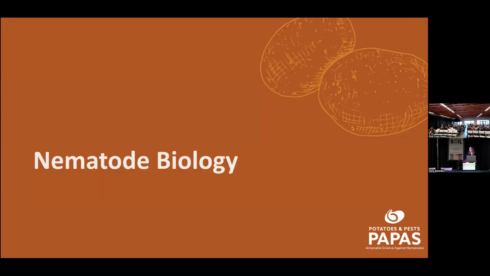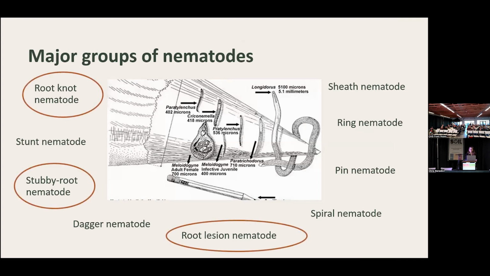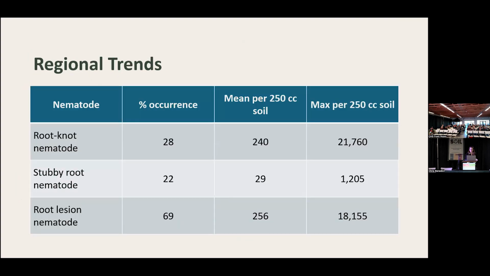Okay, so nematode biology. There's lots of major groups of nematodes that we're concerned about, depending on what crops you grow and your field history. But there's three major ones that we're concerned about with potato that I'm going to talk about, and that is the root knot nematode, stubby root nematode, and the root lesion nematode. So before I get into specifics about each one, I want to give some context for each of these groups based on what you might find in a typical soil sample.